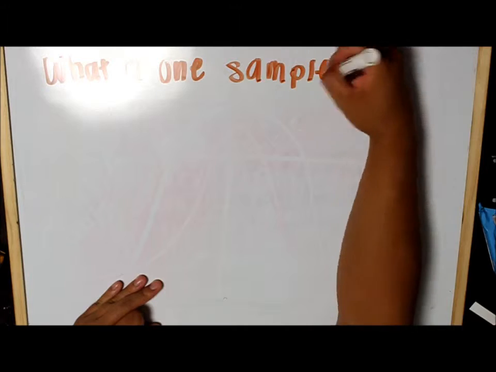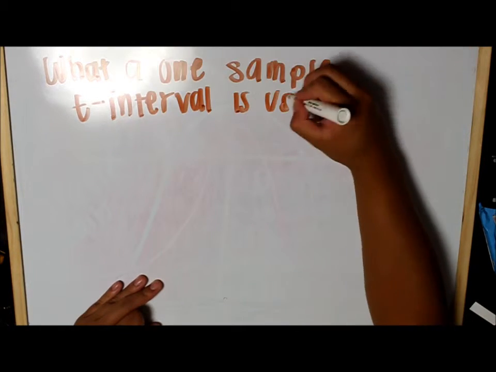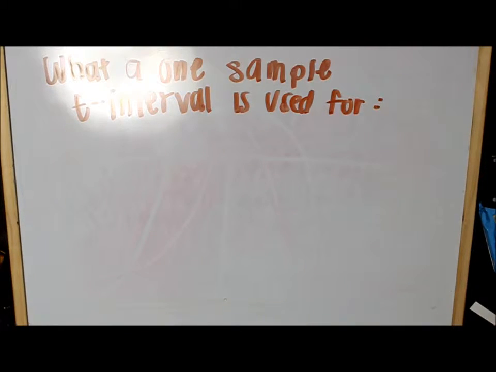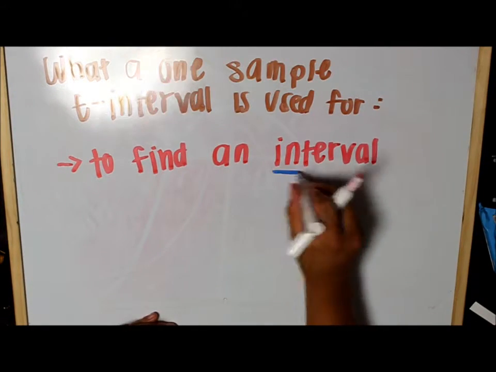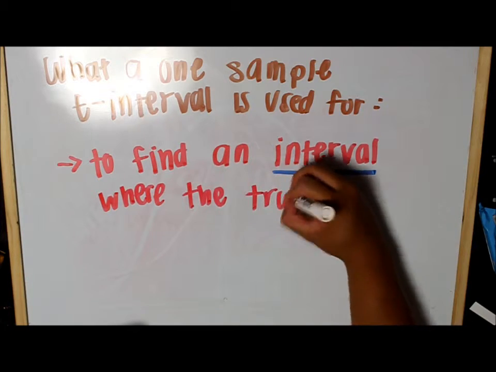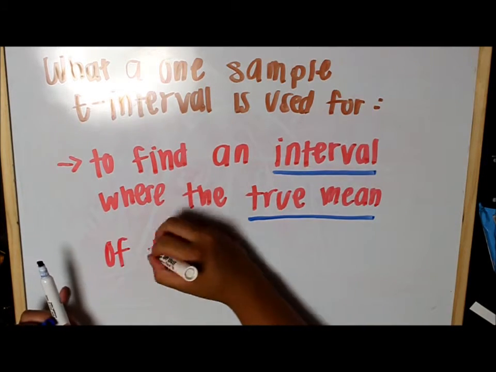Now, in regards to what exactly a one sample t interval is used for, it's to find an interval where the true mean of the population might lie. This interval can get bigger or smaller according to what confidence level you choose to use.